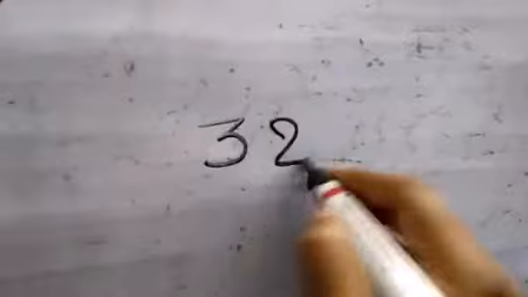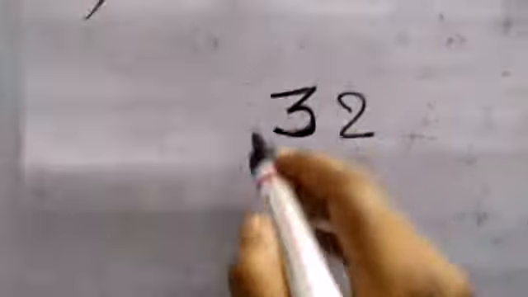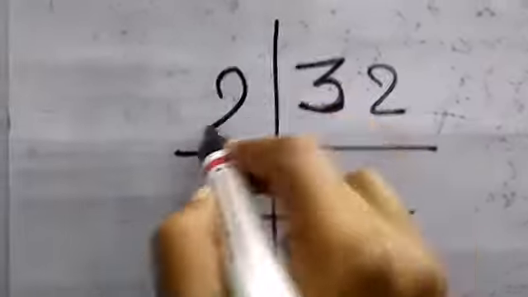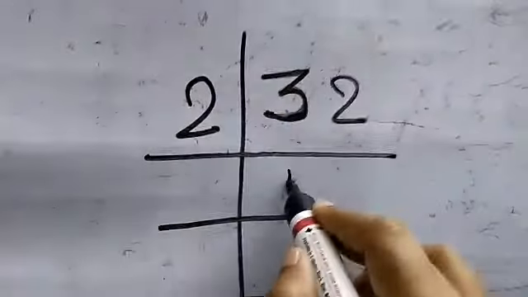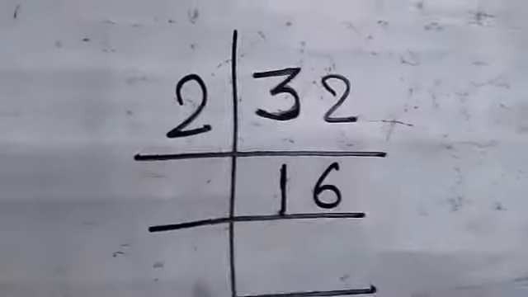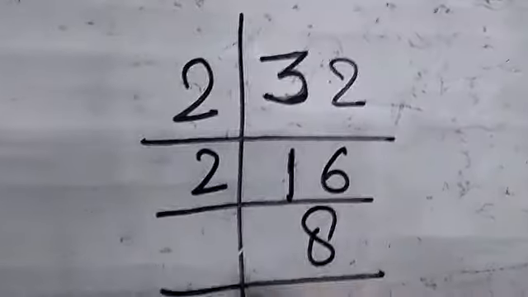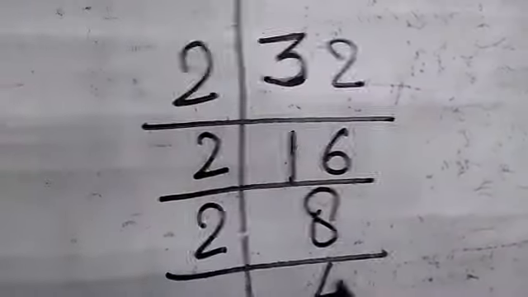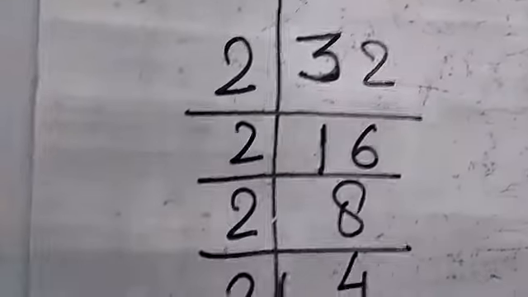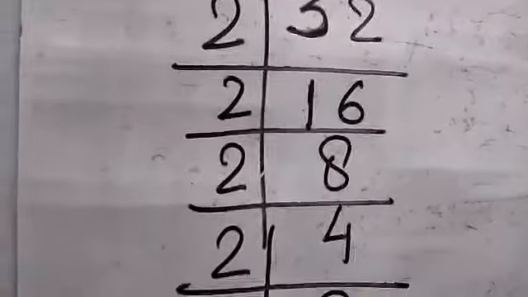First write 32. For getting LCM, the division method is very easy. You have to do either prime factorization, that is factor tree, or division. 32, so divide by 2, 2 1ja 2, 2 6ja 12. Now again 2, 2 8ja 16, 2 4ja 8, 2 2ja 4, and last 2 1ja 2, we get 1.